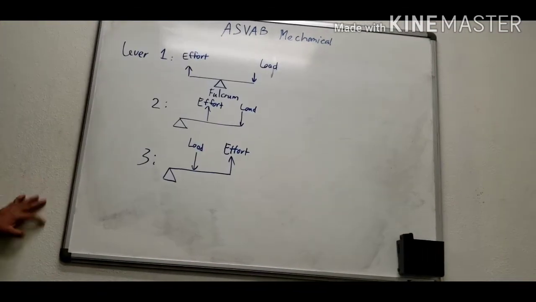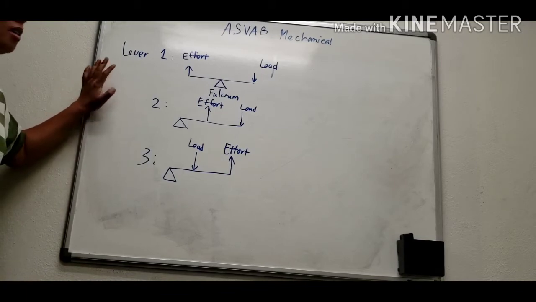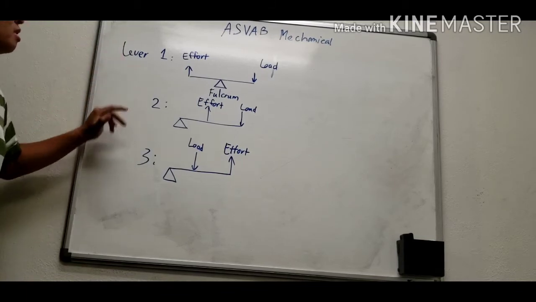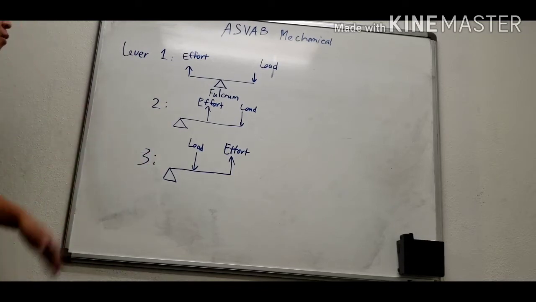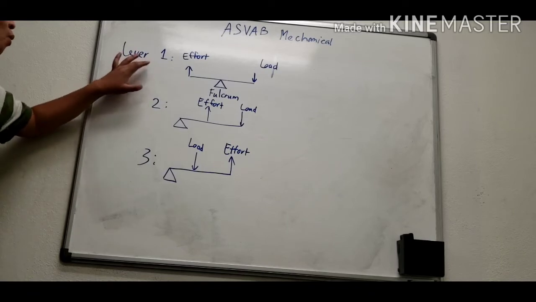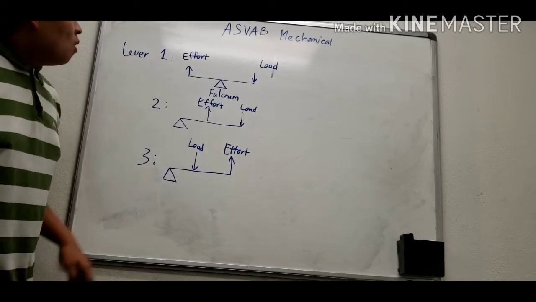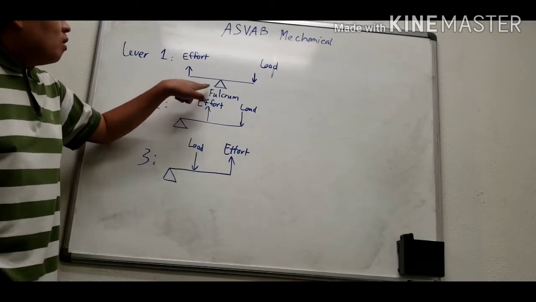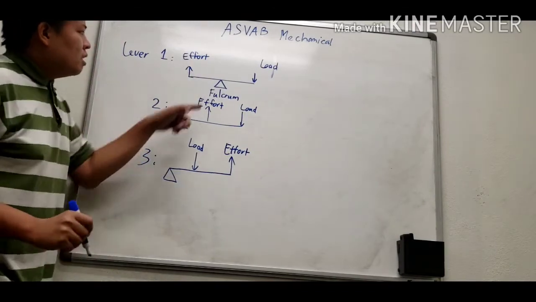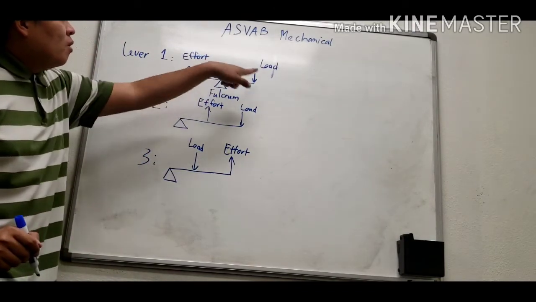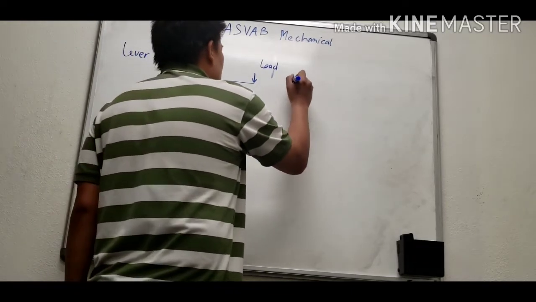That's why we will talk about the simple machines. So I will put in levers 1, 2, and 3. These 1, 2, and 3 will be on the ASVAB test, and we need to understand what's in lever 1, 2, and 3. So for lever number 1, we have the fulcrum. The fulcrum is the center, the center between the effort and load in lever 1. For example, we have the seesaw.